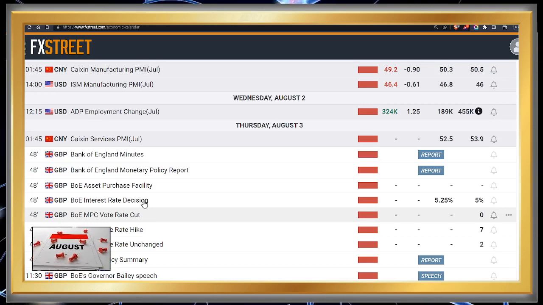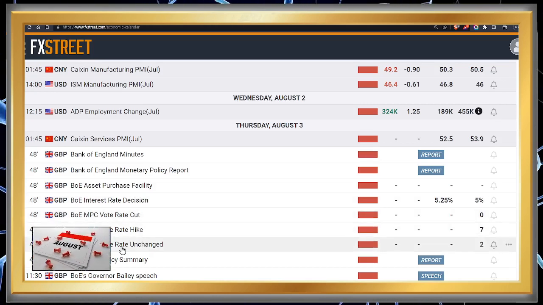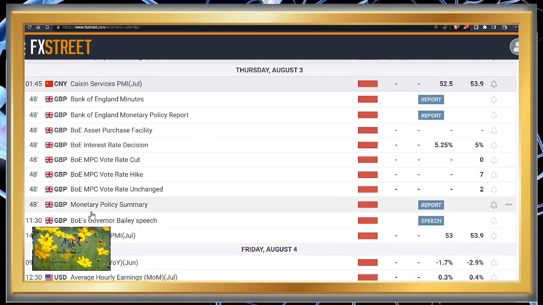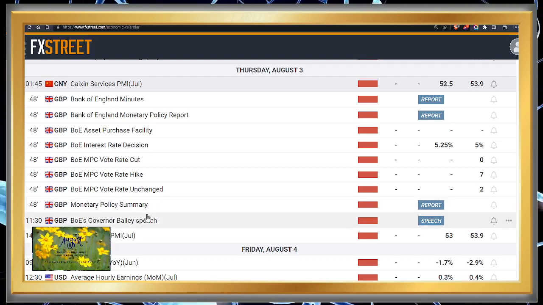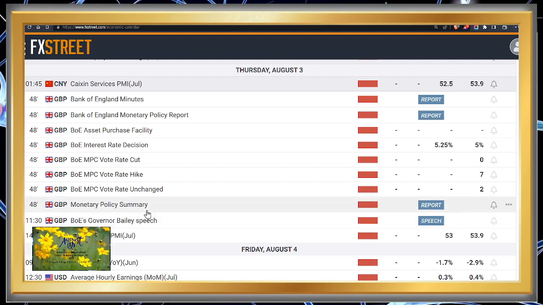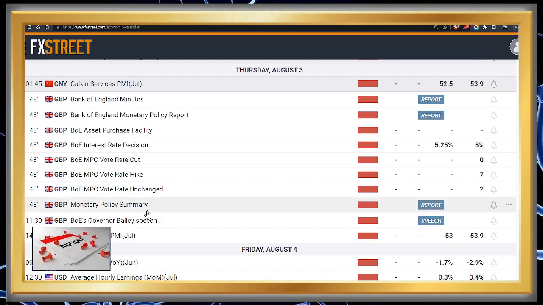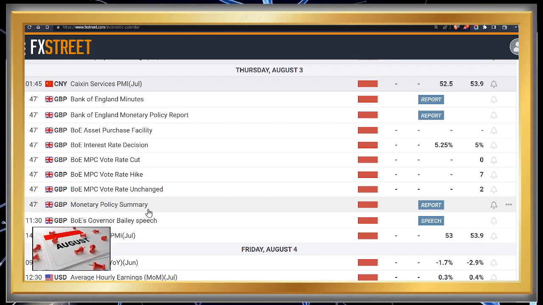Then we also have the vote rate cuts, the vote rate hike, the vote rate unchanged, and the monetary policy summary. All of this will be going on simultaneously, and this is going to be coming up in the next 48 minutes. So of course, we are still going to be live when that event happens.